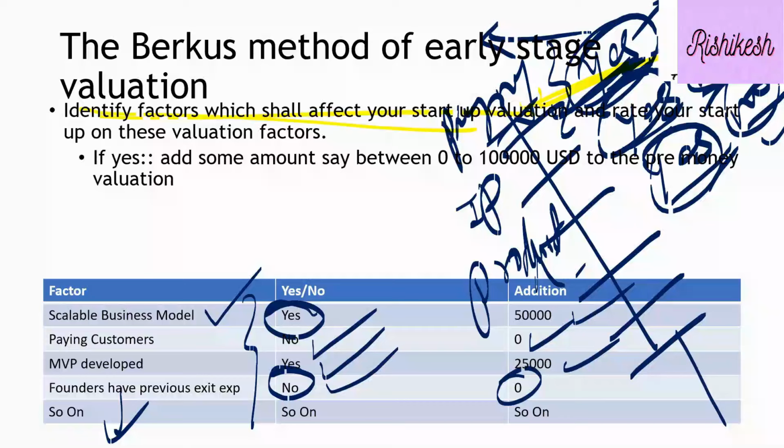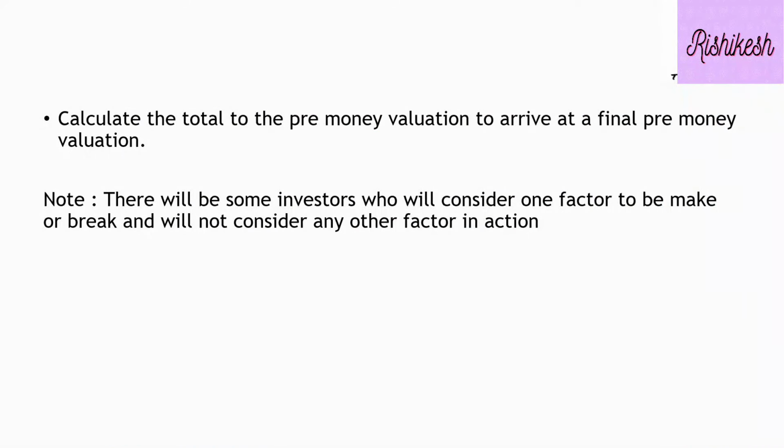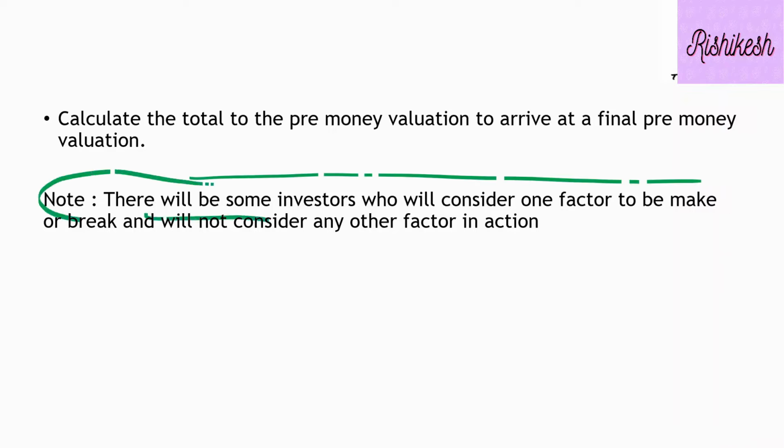And once you do that, you add all these values, and the resultant value that you get becomes the pre-money valuation of your startup. So this is what is written over here: calculate the total to arrive at a final pre-money valuation. So, add all the values to find out the final pre-money valuation.